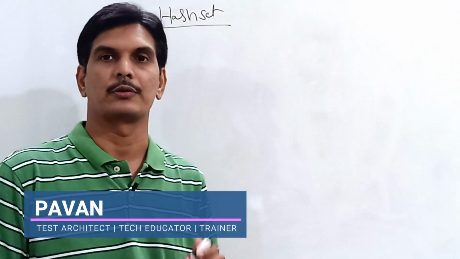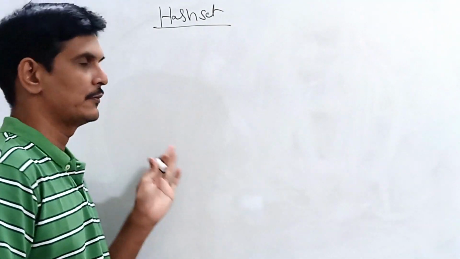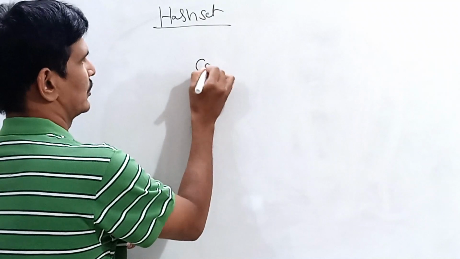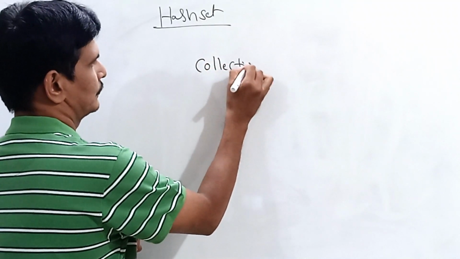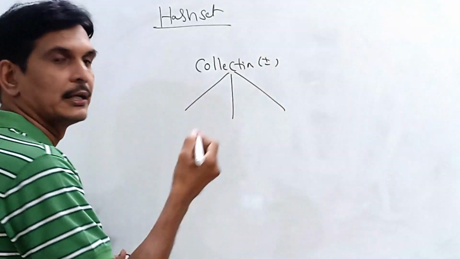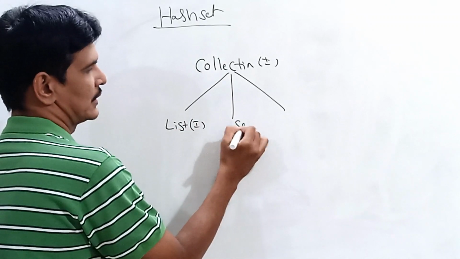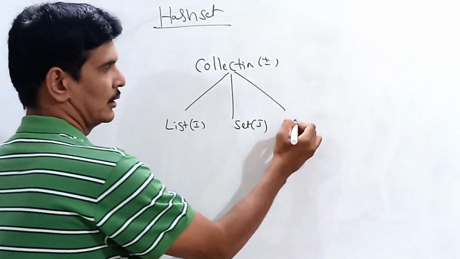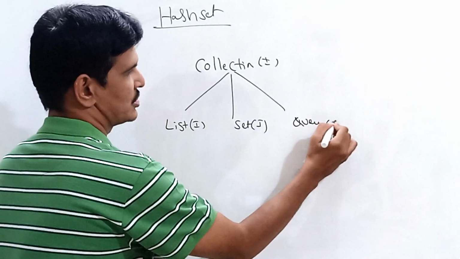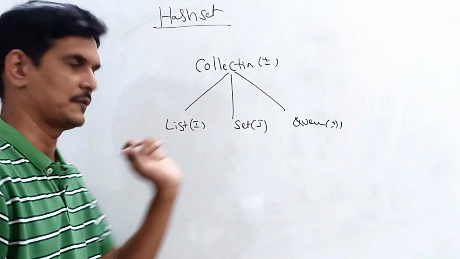In today's video, we are going to see the HashSet collection in Java. From the previous videos, we have understood that Collection is a root interface, and the Collection interface is extended into multiple child interfaces. List is one child interface, Set is another child interface, and Queue is another child interface. These are the three main interfaces derived from the Collection root interface.